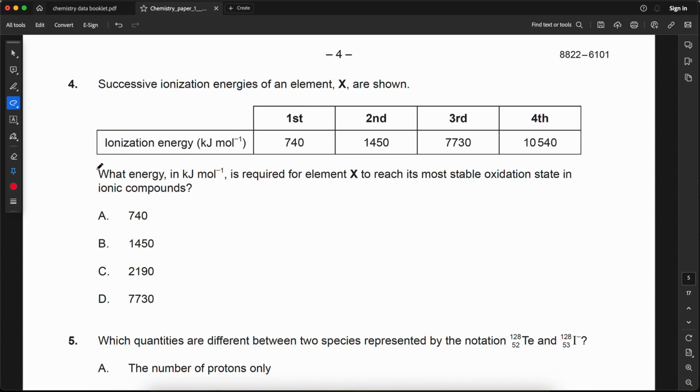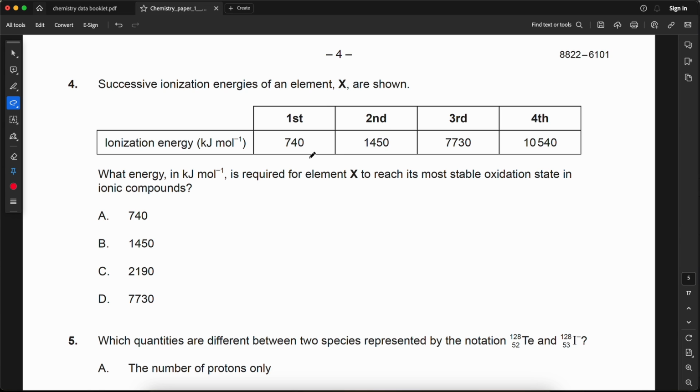Successive ionization energies of an element X are shown. So there's first, second, third, and fourth. What energy in kilojoule per mole is required for element X to reach its most stable oxidation state in ionic compounds? Okay, ionization energy is the amount of energy required to remove 1 electron from the valence shell of each atom in 1 mole of gas atoms.